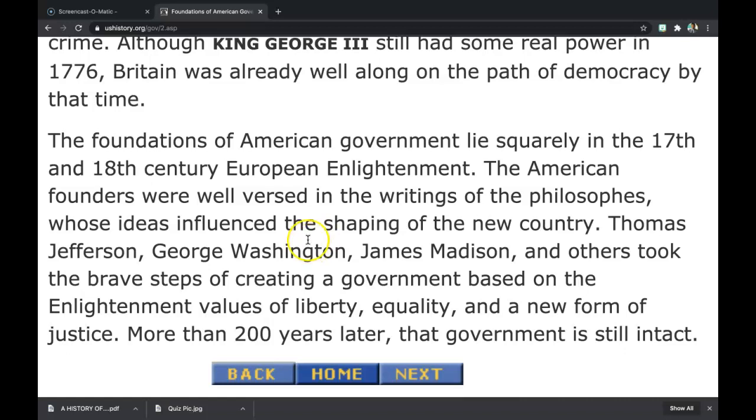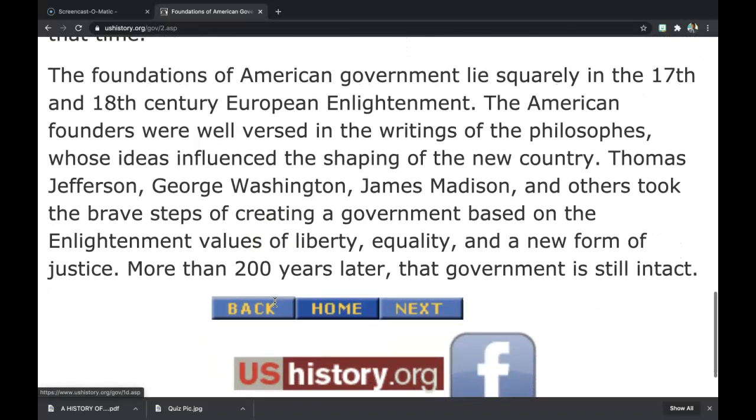The American founders were well versed in the writings of the philosophers, whose ideas influenced the shaping of the new country. Thomas Jefferson, George Washington, James Madison, and others took the brave steps of creating a government based on the Enlightenment values of liberty, equality, and a new form of justice. More than 200 years later, that government is still intact.